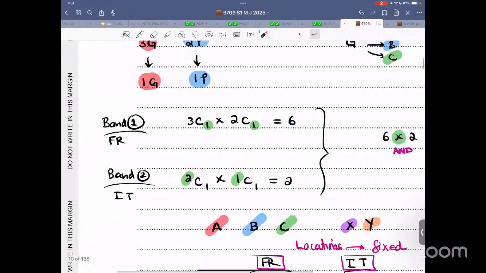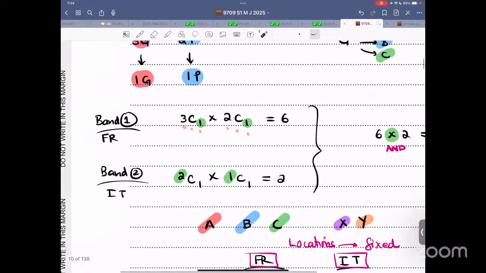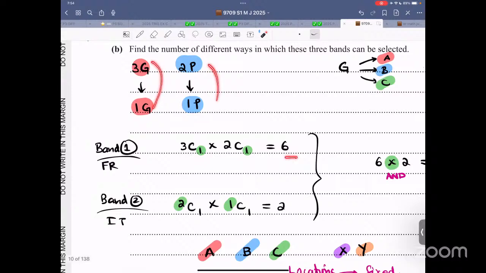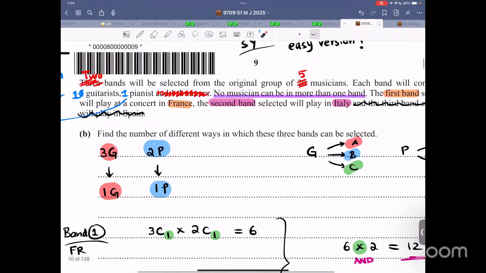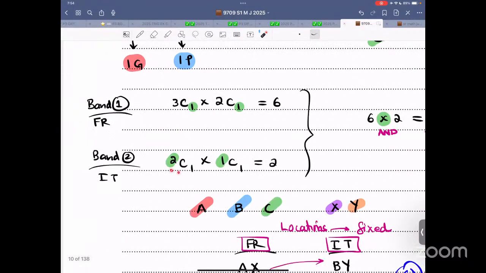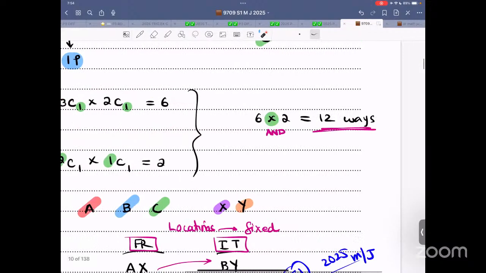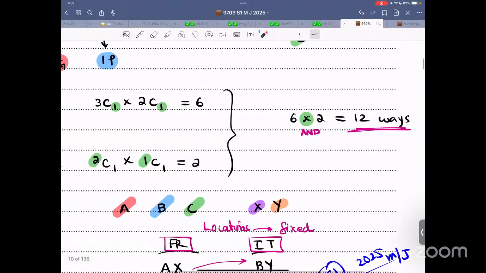Now, first of all, band 1 will play in France: 3C1 into 2C1. That is easy. But since no musician can be in more than one band, what should I do? For the second band, 3 reduces to 2 and 2 reduces to 1, so 2C1 comes out to be 2. Both things happen simultaneously.